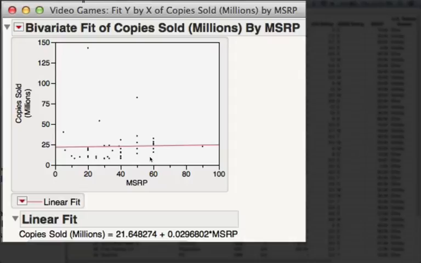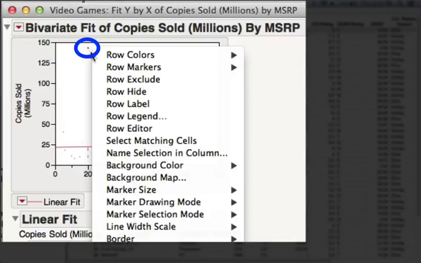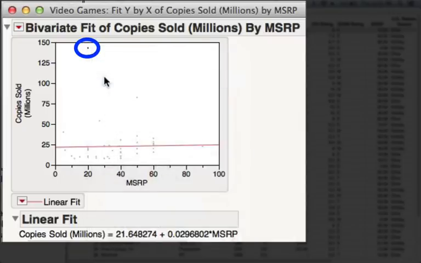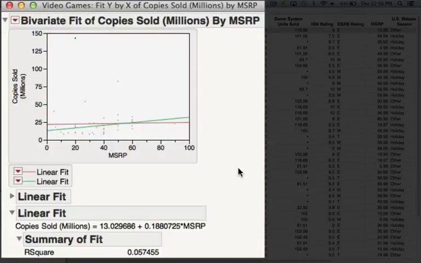So, what would happen if we were to take out an outlier? Let's see. I'm going to exclude this outlier, the game Tetris, from our set of observations by simply right-clicking on it and selecting Exclude. Now I'm going to fit the line again. The new line is green.